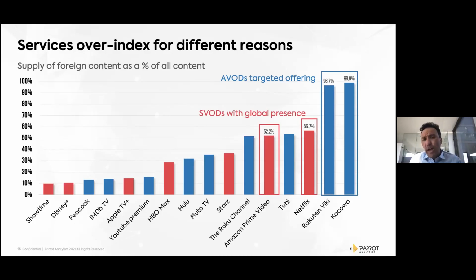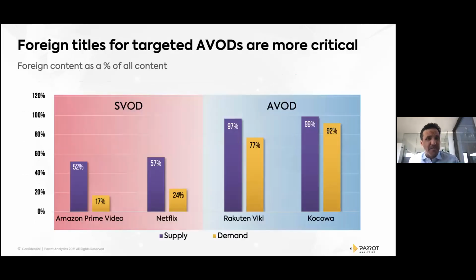And then in some of the SVODs with global presence, I think it reflects the fact that they go after global rights, right? Whenever they get a series, they're always thinking from the perspective of a global presence. So that's why you see a high percentage of their catalog is actually foreign titles. And in terms of how effective this type of content is, it doesn't surprise, but in the case of these two AVODs, that type of content is actually driving most of the demand, right? So that's the value proposition. That's what makes sense for them.